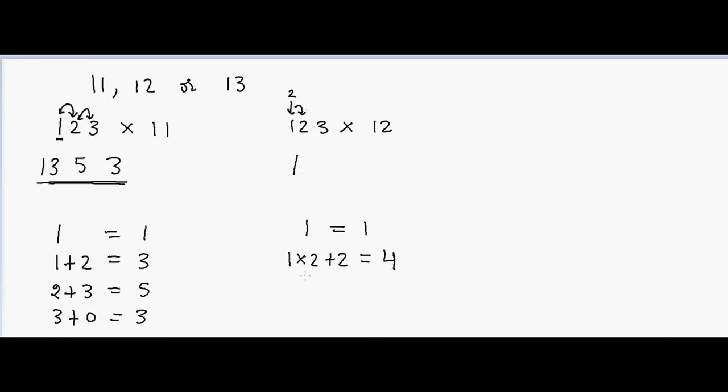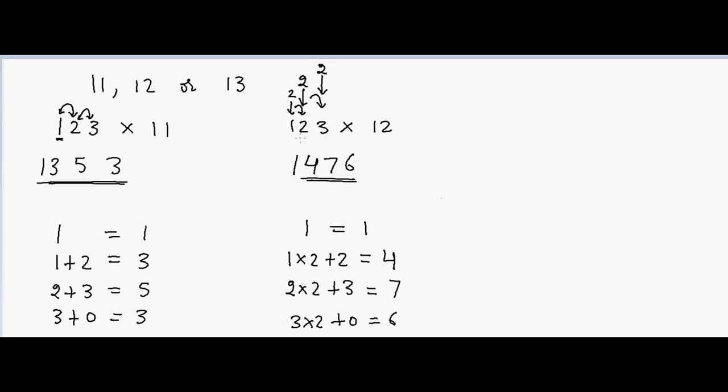Then for calculating the third digit of the answer, I'll do 2 into 2 plus 3, that will be equal to 7. So I multiply this by 2, and then I add it into the 3, so that will be equal to 7. And then for the last digit, I'll multiply the last digit by 2. So if I multiply this by 2, so 3 into 2 plus 0, that will be equal to 6. So the answer will be equal to 1476.